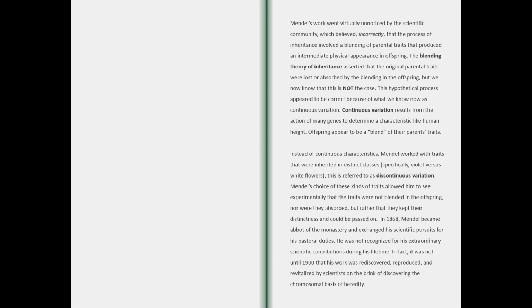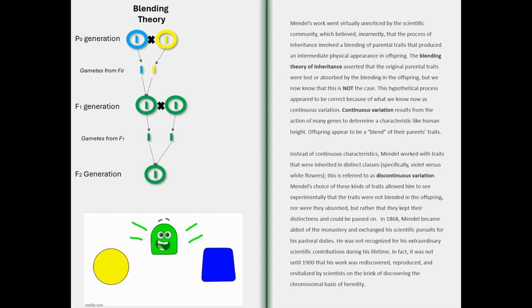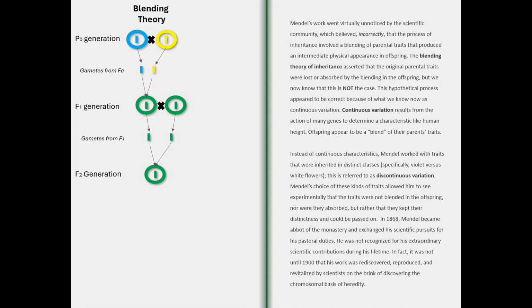Now, Mendel's work went virtually unnoticed by the scientific community, which believed, incorrectly, that the process of inheritance involved a blending of parental traits that produced an intermediate physical appearance in offspring. The blending theory of inheritance asserted that the original parental traits were lost or absorbed by the blending in the offspring. But we now know that this is not the case. This hypothetical process appeared to be correct because of what we know now as continuous variation. Continuous variation results from the action of many genes to determine a characteristic, like height in humans, right? Offspring appear to be a blend of their parents' traits.